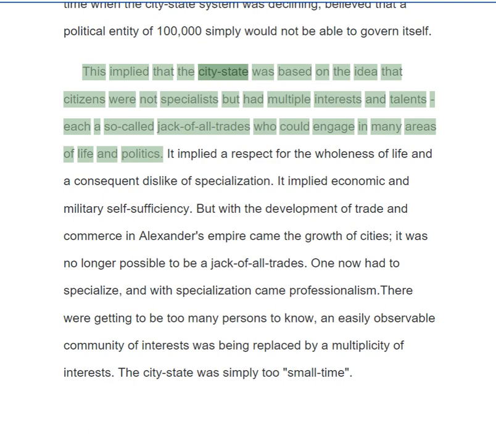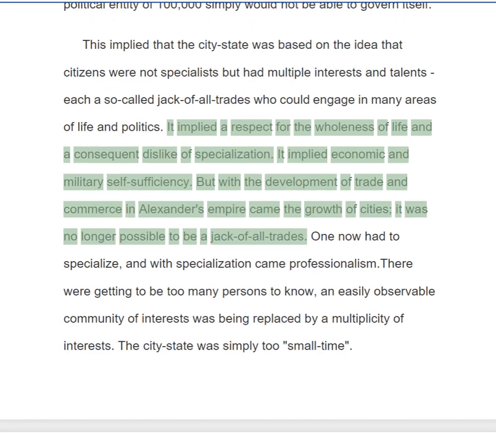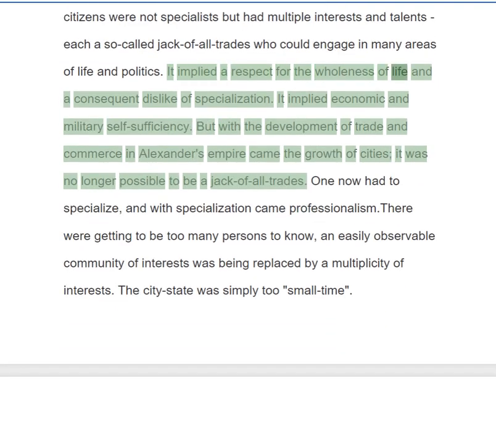This implied that the city-state was based on the idea that citizens were not specialists but had multiple interests and talents, each a so-called jack-of-all-trades who could engage in many areas of life and politics. It implied a respect for the wholeness of life and a consequent dislike of specialization. It implied economic and military self-sufficiency.